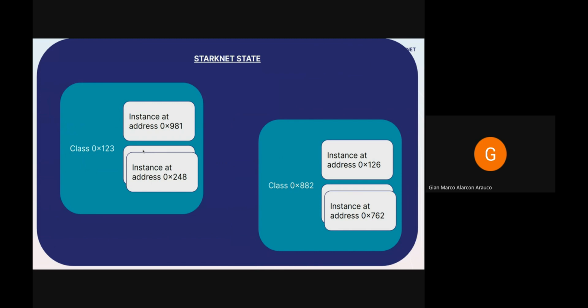Here before, we have instance number 2. This is instance number 3. But all of them are going to share the same class hash. They are just different smart contracts. They have different contract addresses, although they have the same functionality because they are from the same class hash.